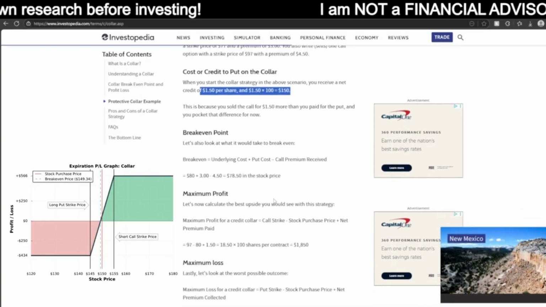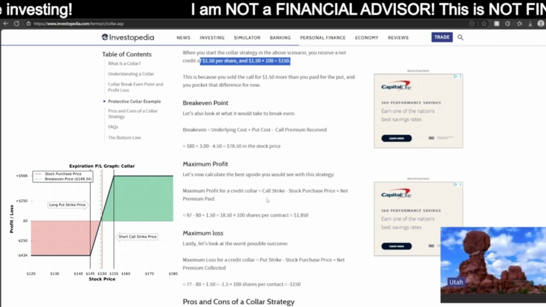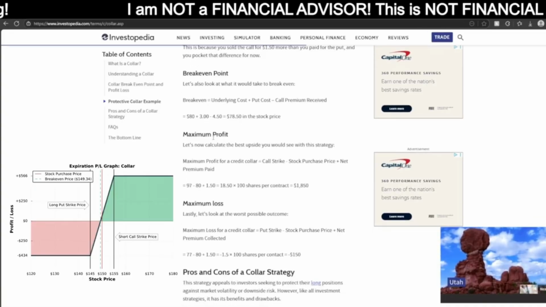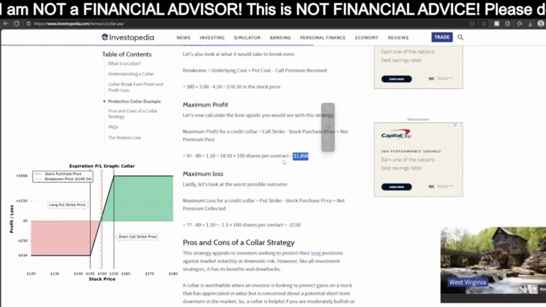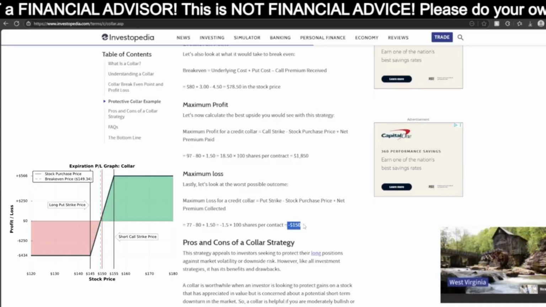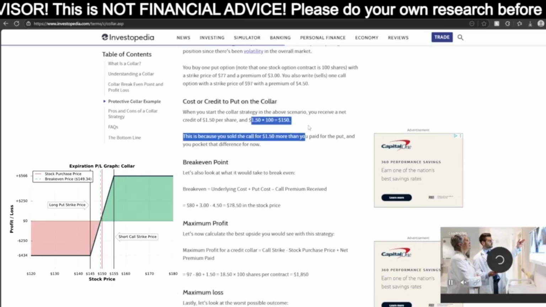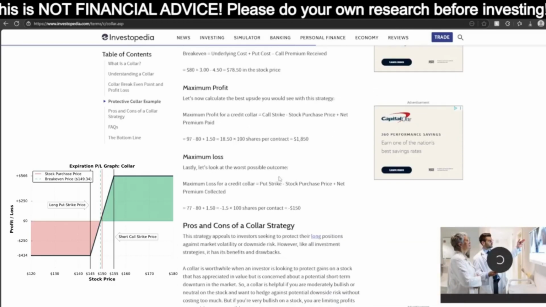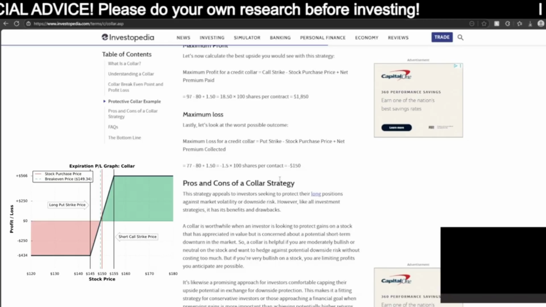Obviously, this is just informational knowledge here. This is not like, here's the go-to strategy. There are different ways of doing this. They break down the break-evens, the maximum profits, and the maximum losses. As you can see, the max profit is amazing, $1,850, and the max loss is only $150, because of the difference that you're paying here. So you can lose that $1.50 essentially. So that's basically the idea of the collar strategy.